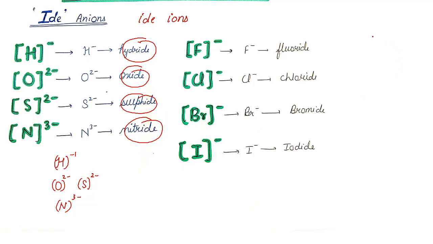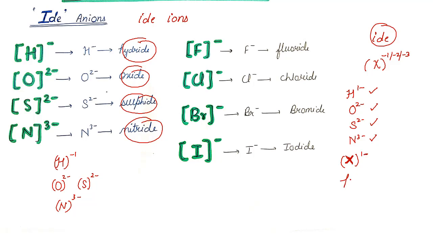Understood? Once again I am telling, ide ions means there will be one particular atom, let's say X, which is carrying either -1, -2 or -3. So these will be known as ide ions. For example, H with 1 minus is hydride, O with 2 minus is oxide, S with 2 minus is sulfide, N with 3 minus is nitride. Now X represents the halogens with 1 minus will be known as halide. For example, F minus is fluoride, Cl minus is chloride, Br minus is bromide, I minus is iodide.